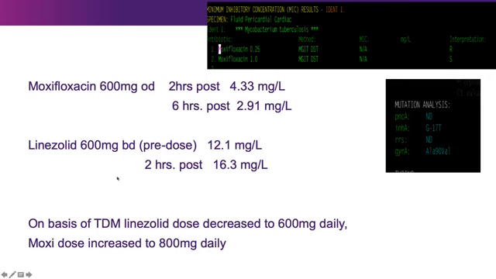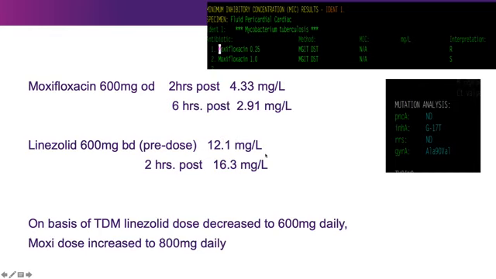He was put on linezolid, a very similar regimen to what Tom said, an all-oral regimen. For linezolid, and I'll go through the linezolid targets later on in the talk, we probably want a level of less than 8 as a pre-dose trough level, in terms of decreasing the risk of hematological toxicity.